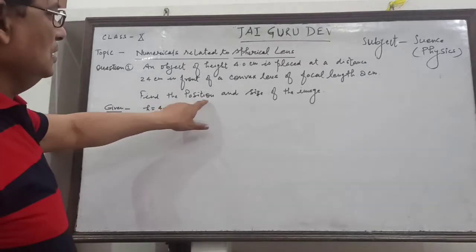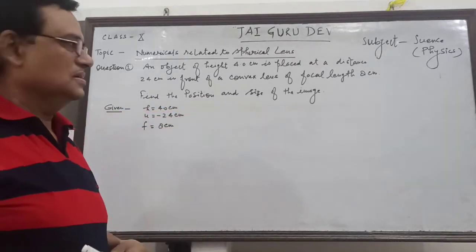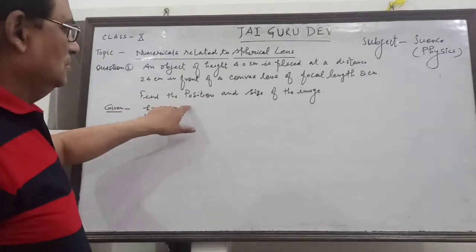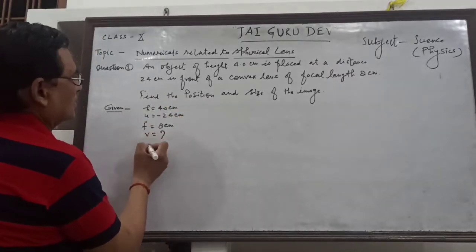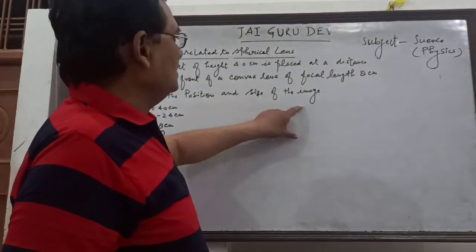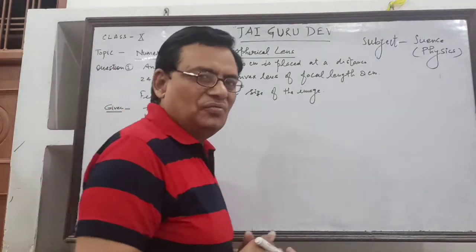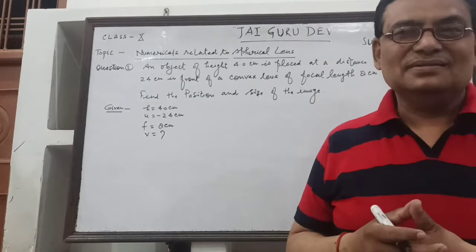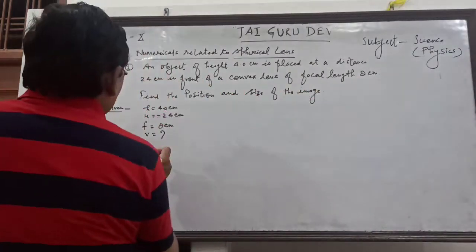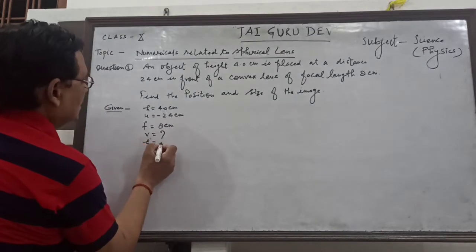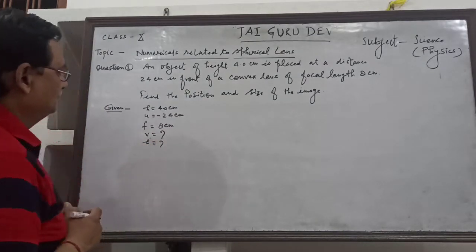Find the position and size of the image. Position means v, question mark. And size of the image, how do we represent size of the image? H dash. So h dash is question mark.